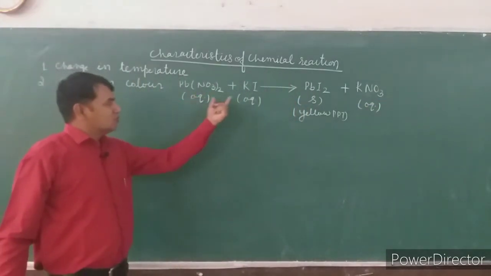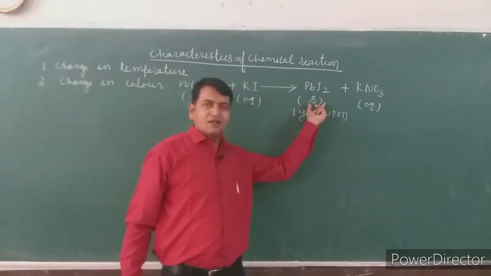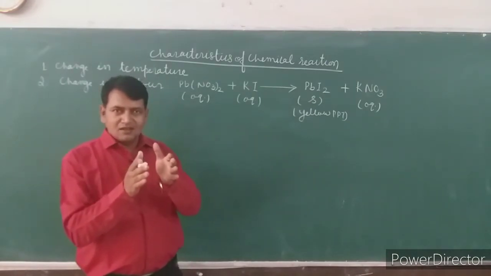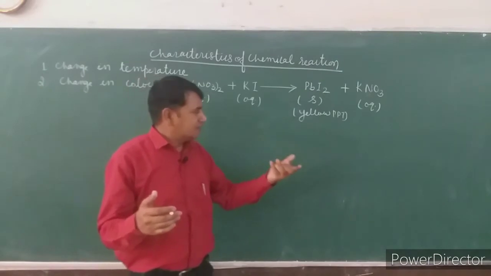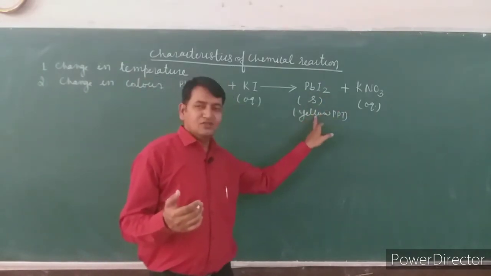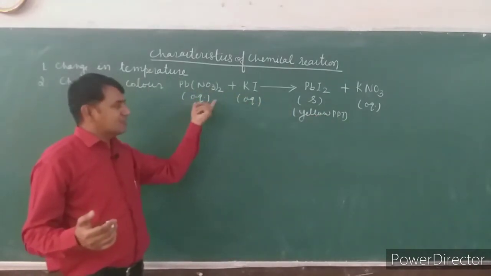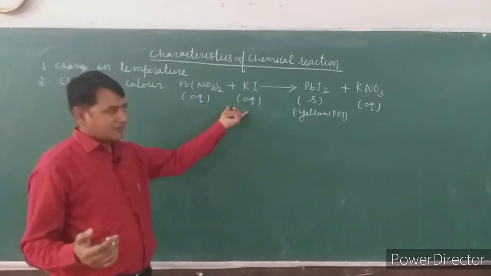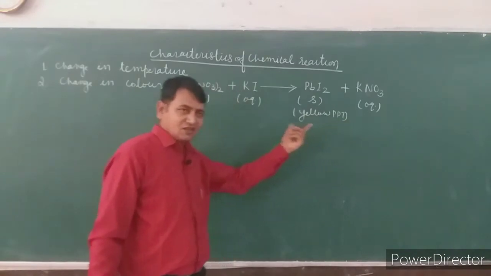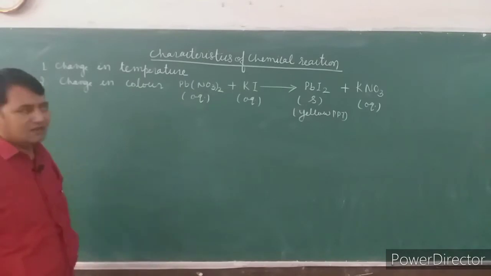So we use two colorless solutions. After mixing them, they convert into a solid. When we mix liquids, the formation of a solid in the liquid is known as precipitation, and its color is yellow. Besides this, the color of the reactants was colorless. So this is the change in color as well as the formation of precipitate. Change in color is a characteristic of chemical reaction.